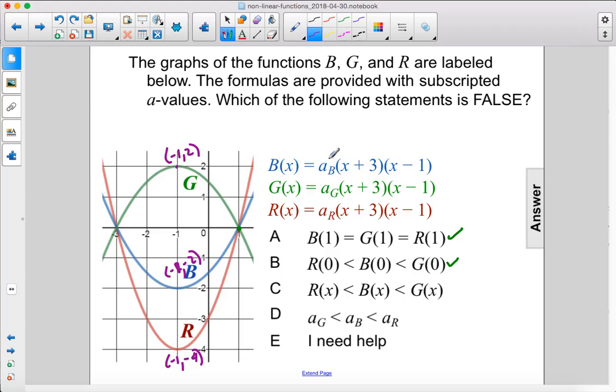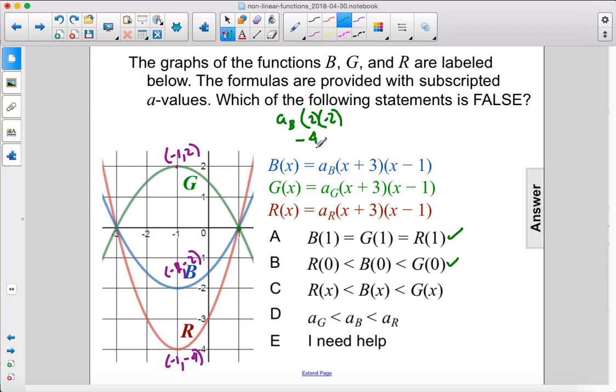So let's start with b of x. So we have b of x, we have a_b, which is what we're solving for, times x plus 3, and for b, x is -1, which actually it is for all of the graphs, which will make our lives easier. So we have -1 plus 3, which is 2, times -1 minus 1, which is -2.